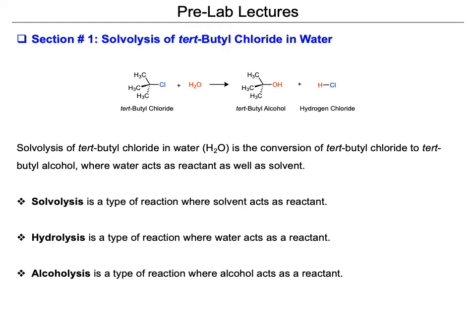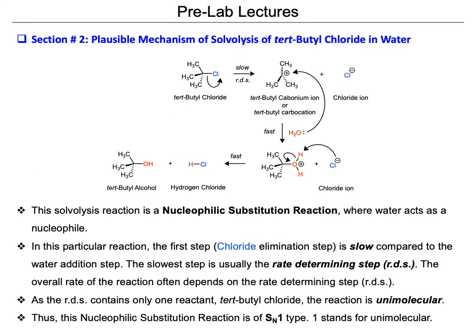In this experiment, we are going to use water as a solvent, and water is going to react with the tert-butyl chloride. We are going to have tert-butyl alcohol and hydrogen chloride at the end of the experiment. So as you see, the mechanism of the experiment is SN1. We have 3 steps. One step is slow and 2 steps are fast.